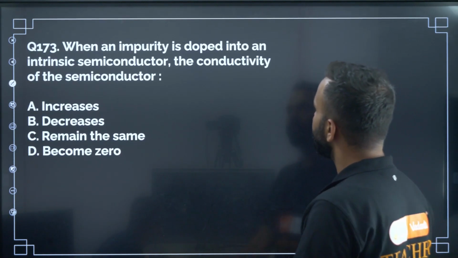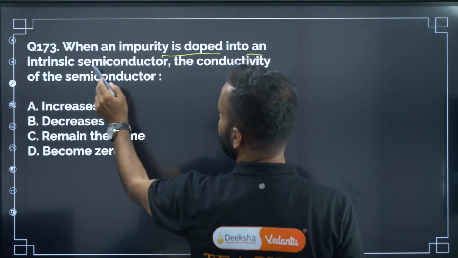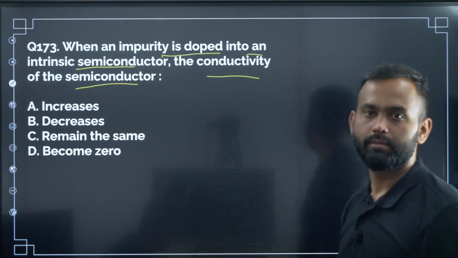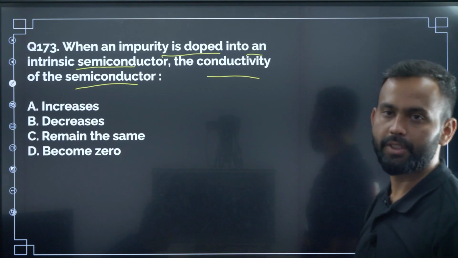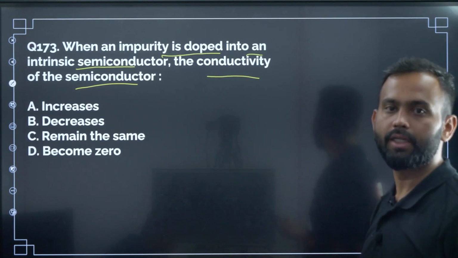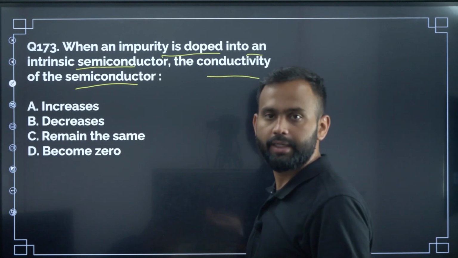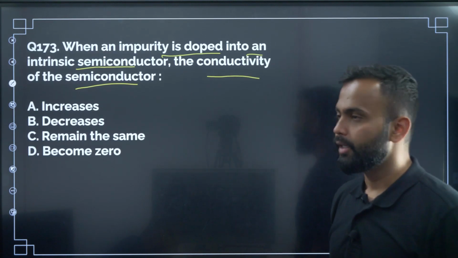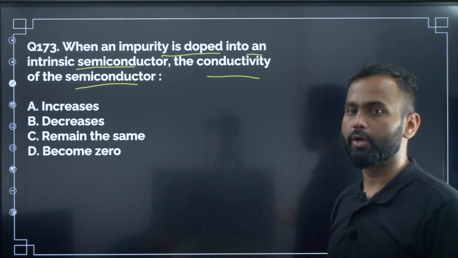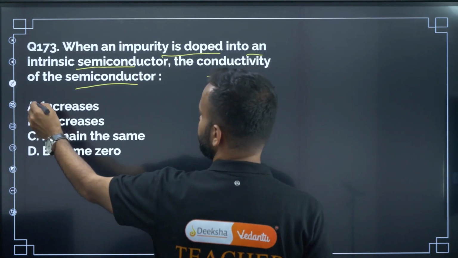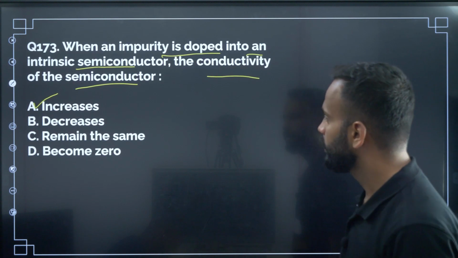173. When an impurity is doped into an intrinsic semiconductor, the conductivity of the semiconductor. Again, it's a memory-based question. The conductivity of the semiconductor increases when you dope impurities into an intrinsic semiconductor, because the number of holes or the number of electrons increases. So option A is the correct answer.